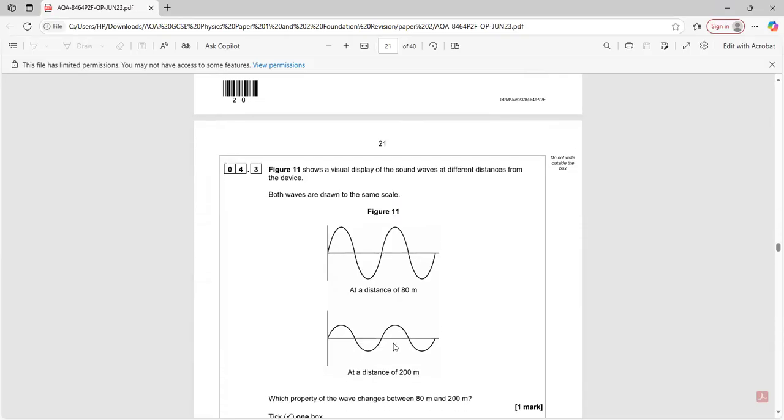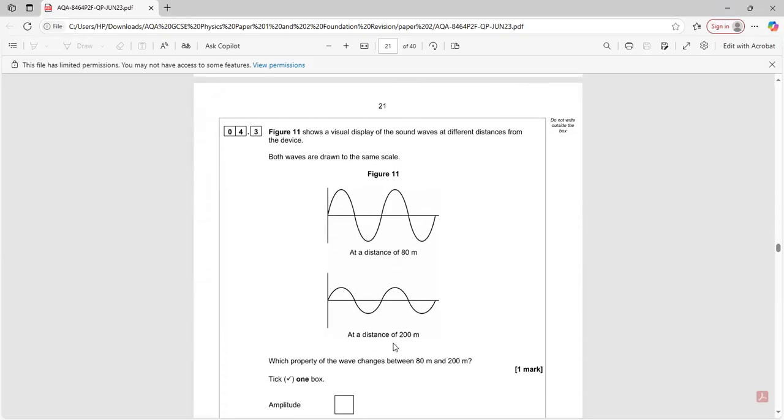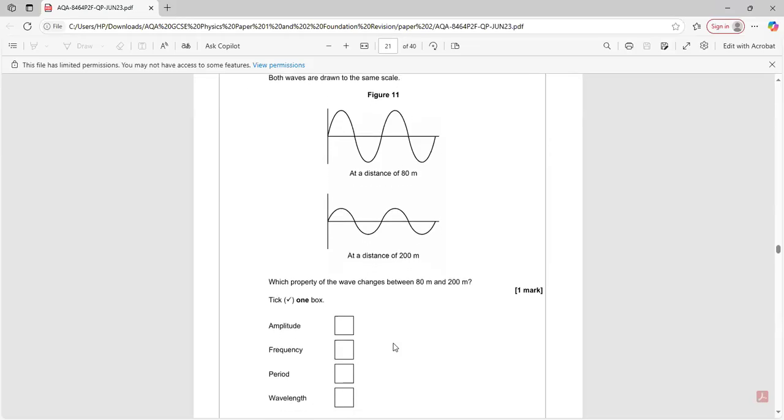Okay. So it now says figure 11 shows a visual display of the sound waves at different distances from the device. Both waves are drawn to the same scale. When it's a distance of 200 meters, did you notice that the amplitude would reduce? It looks like the amplitude of the waves will reduce, whereas when it's a shorter distance of 80 meters, the amplitude of the wave, that's the height of those curves, will increase.